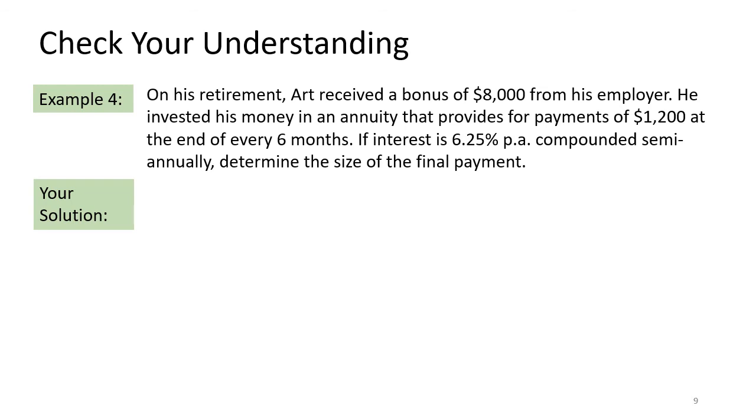All right, so first item I'm going to look at before I start my steps. Payments are at the end of every 6 months, and interest is also compounded semi-annually, which is every 6 months, so it's the same. So, just like the last example, this is an ordinary simple annuity.